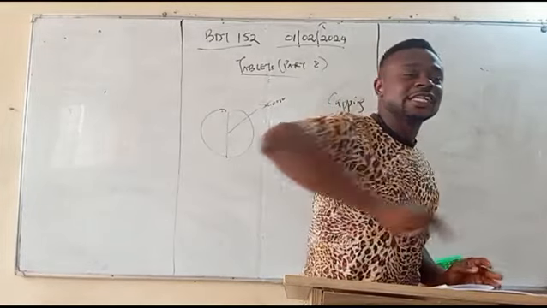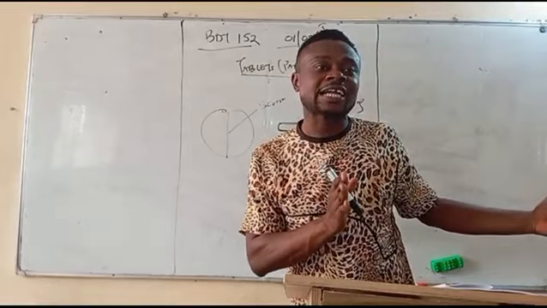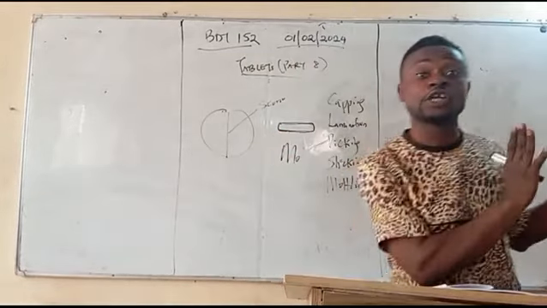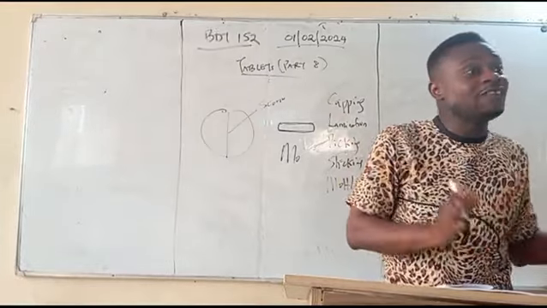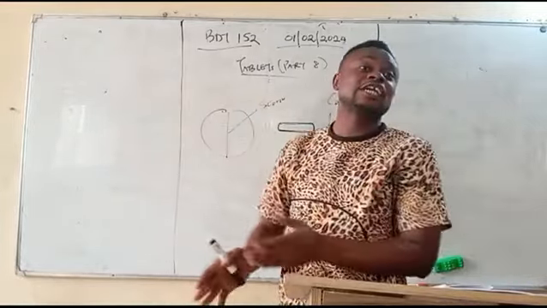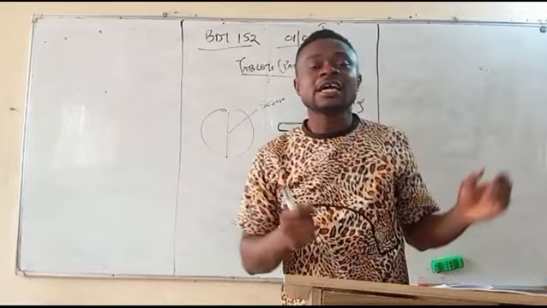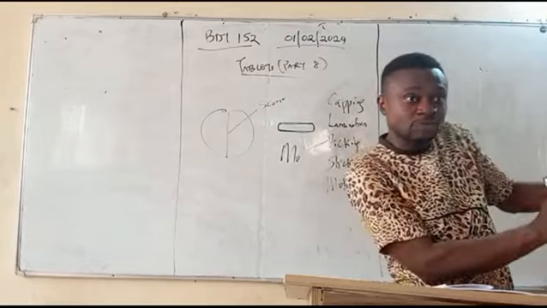Because where you have more of the active ingredient, you have more color. The color will be more there. Where you have less of the active ingredient, the color will be less there. It will be light there. Where the active ingredient is packed, it will be dark there, depending on the color.